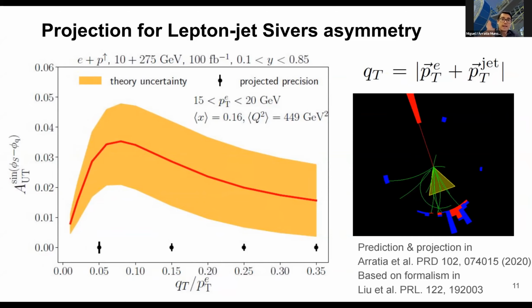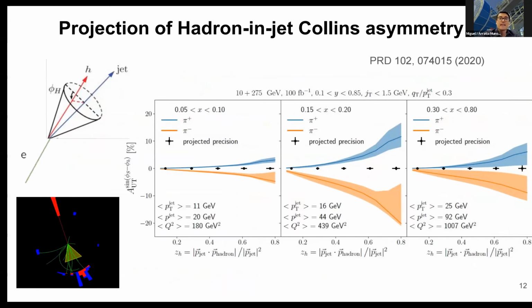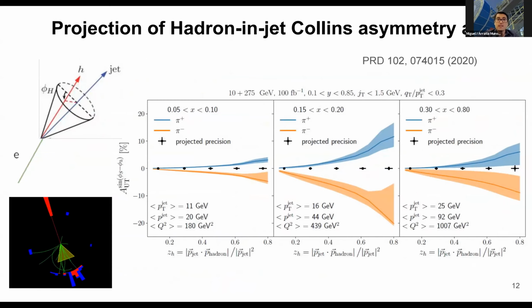So we took that, we made those predictions, and we did later use the same channel, the lepton jet balance events, but we looked inside the jets to see what is the fragmentation pattern of the hadrons inside the jet, and how that changes when you flip or change the transverse polarization of the proton. That is actually sensitive to the so-called Collins asymmetry.